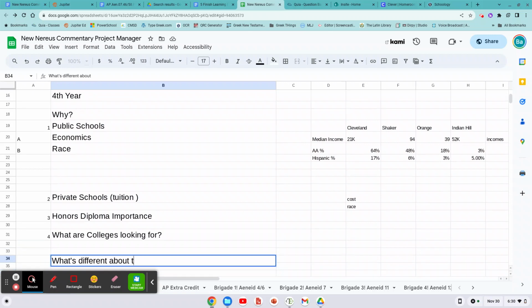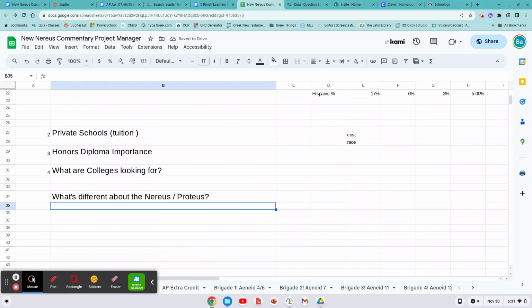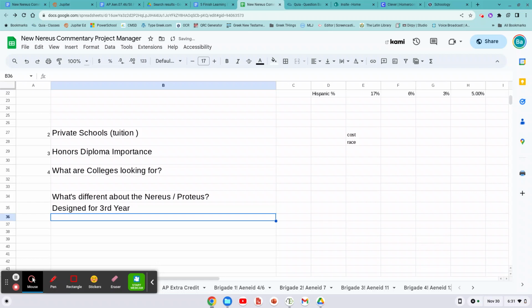about the textbook. And that way we will talk about the Nereus and Proteus. Nereus is the book, Proteus is the online. What's different about it? Well, first off, it's designed for third year students. How so? Well, it's more explicit in grammatical analysis.